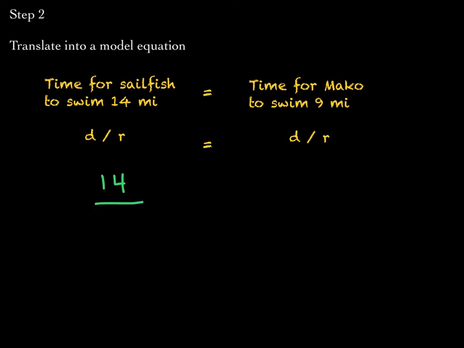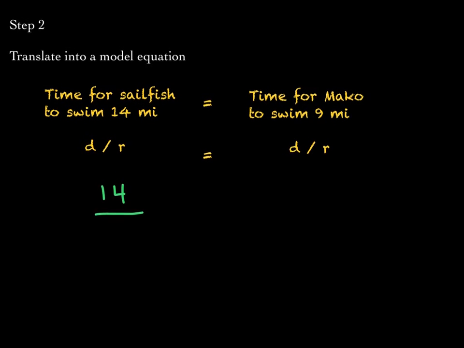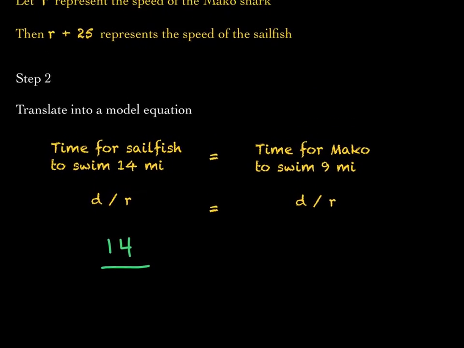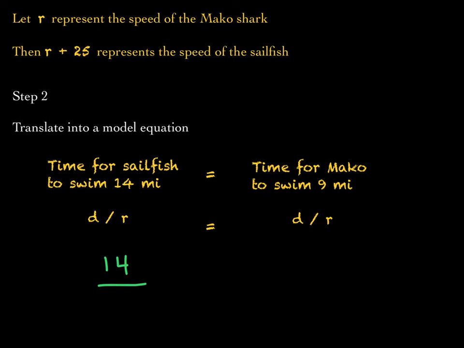Over, and r represents how fast the sailfish is going. Now remember, r represents the speed for the sailfish, and we said right up here that the sailfish is traveling at a speed of r plus 25. That's the speed of the sailfish, r plus 25. So I'm going to take r plus 25 and put it down here, r plus 25 like that.